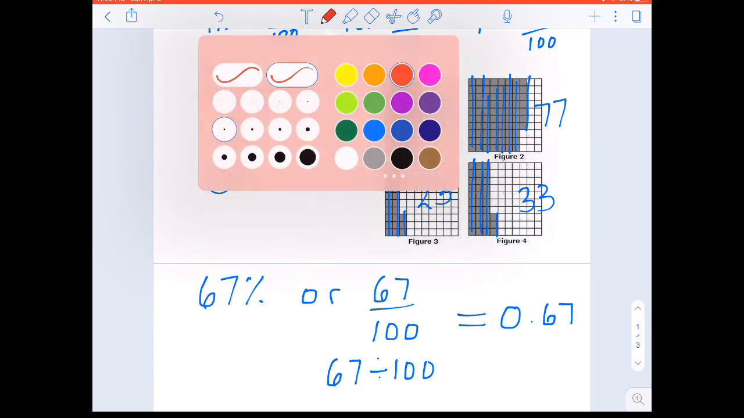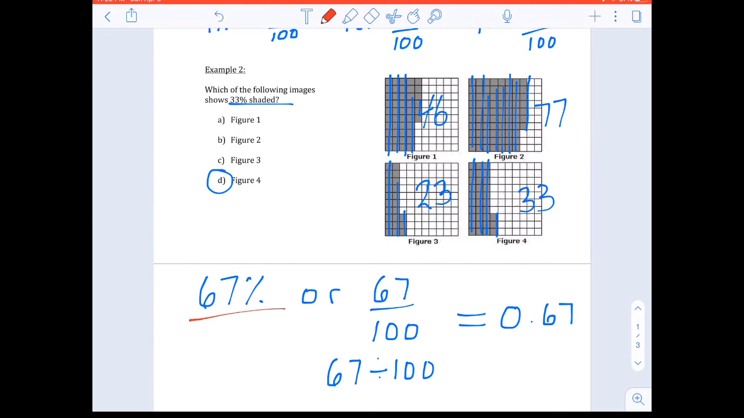That's what percents are. They're just a way of writing a decimal number. So 67% or 67 out of 100 or 0.67 would all be the same value, just 3 different ways of writing the same thing. And that's number 1. You can go to the worksheet and give it a shot.